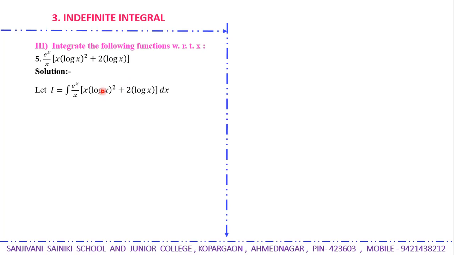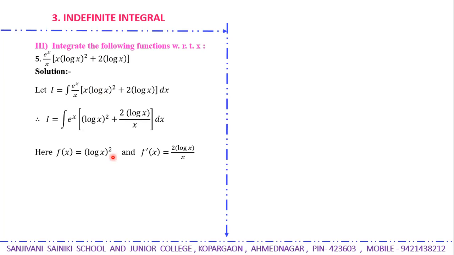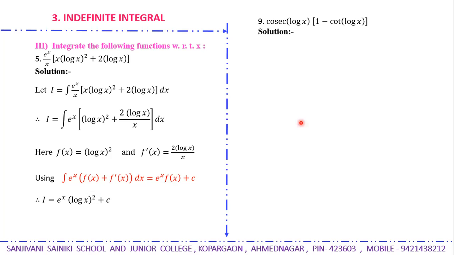So we use the substitution on (log x)². Dividing this x into the bracket, this x will cancel and here you will get 2 log x/x. So (log x)² has a derivative that is nothing but 2 log x/x. So again we use the same corollary to write the answer of this problem.